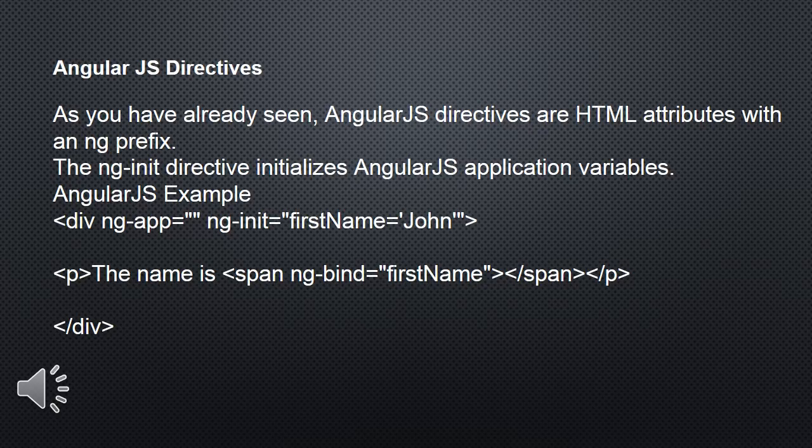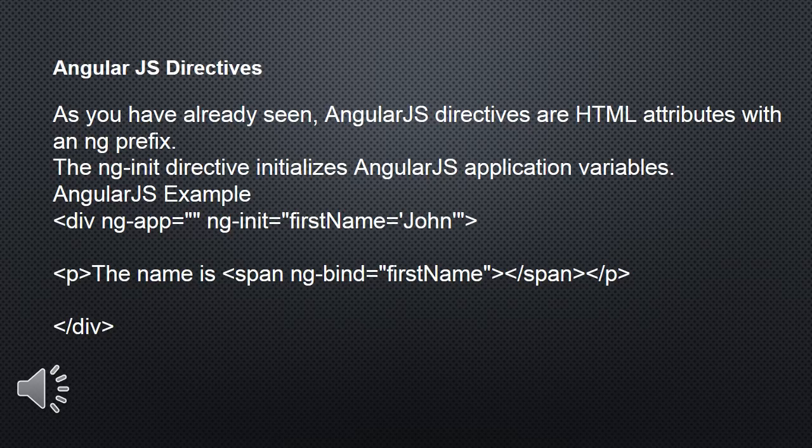ng-model directive. This directive binds the values of AngularJS application data to HTML input controls. In the following example, we've defined a model named name. div ng-app equals p enter your name, input type equals text ng-model equals name /p /div. ng-repeat directive. The ng-repeat directive repeats HTML elements for each item in a collection. In the following example, we've iterated over an array of countries.